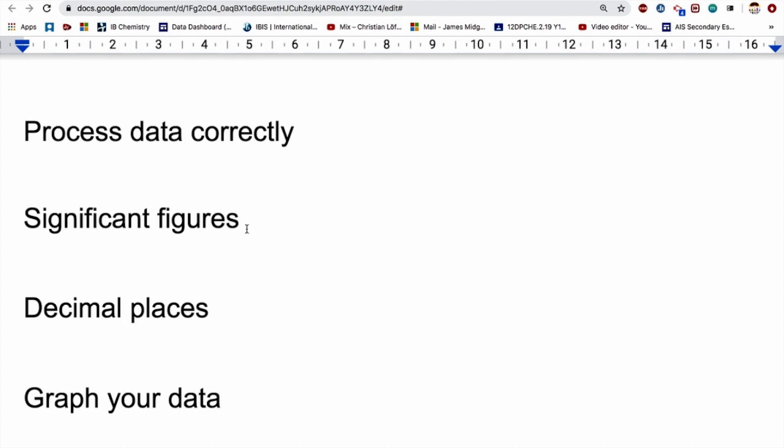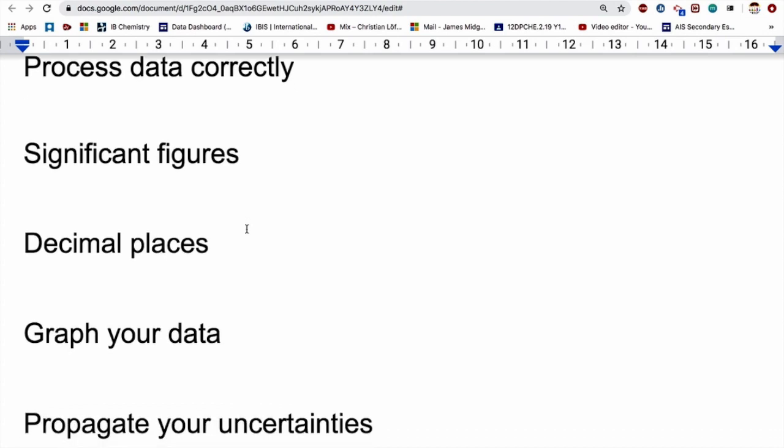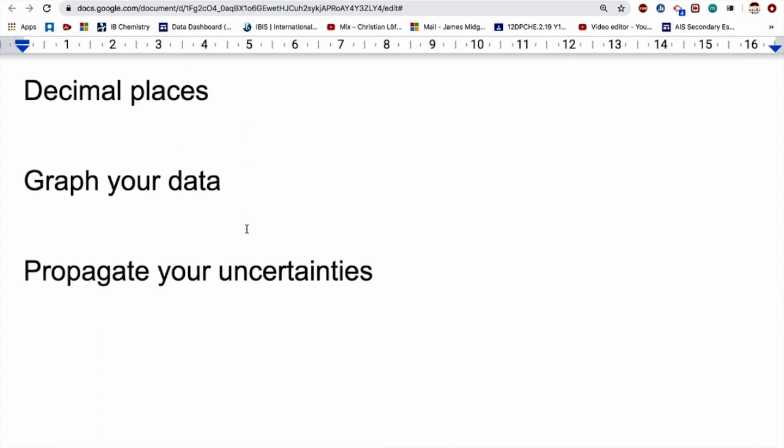That will be checked. Sig figs will differ between different databases. You can leave them as they are and explain why you kept them as they are. Or you could go to the lowest number of significant figures, which I suggest is perhaps the best route, and then you are consistent throughout. Same with decimal places. Your graph, you're gonna have a graph at least.